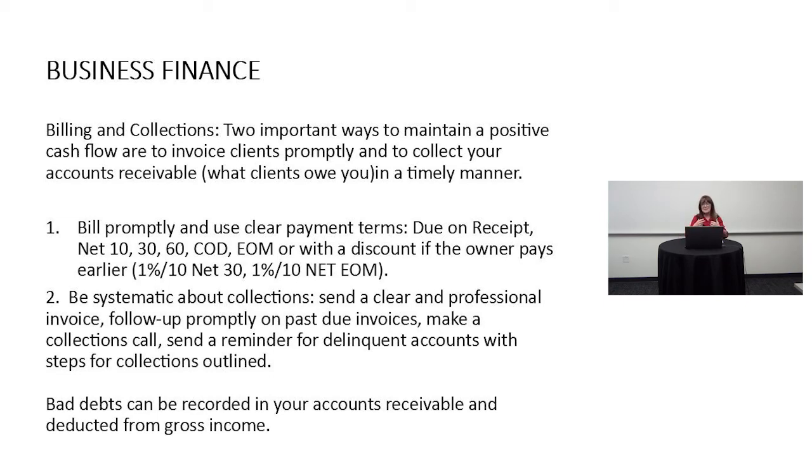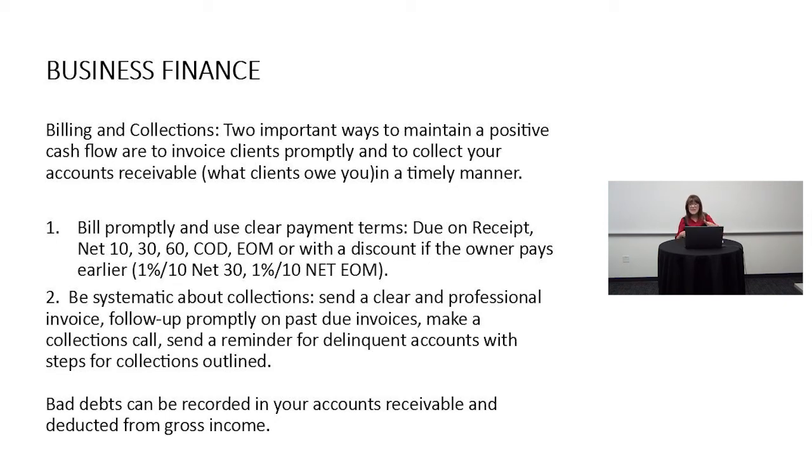When you're buying something, take a good look at the invoice. It could say net 10, net 30, net 60. That's 10 days to pay it, 30 days to pay it, 60 days to pay it. Could say COD, that's cash on delivery. Got to pay it to me now or you can't get the material. EOM means end of the month.